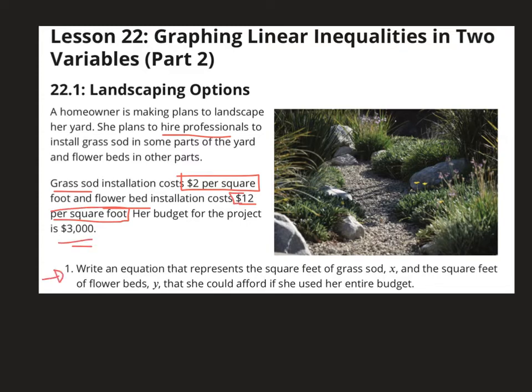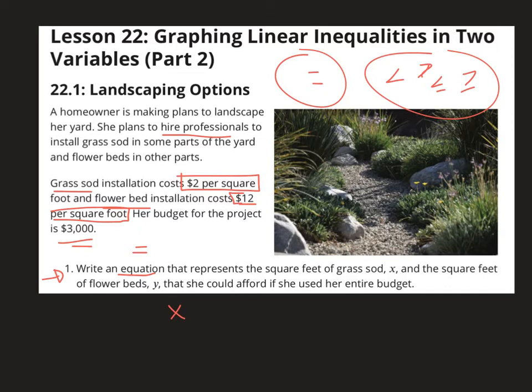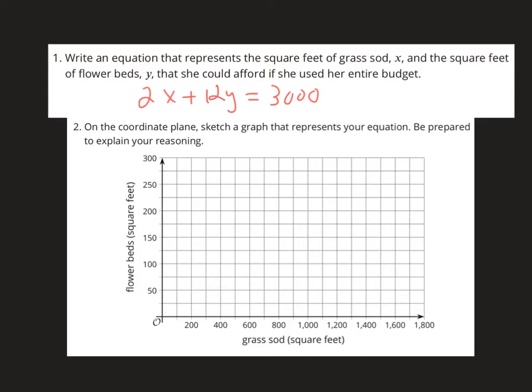So the first thing says to write an equation, right? So when I think equation, I think equals. And when I think inequalities, I think less than or greater than, less than or equal to, greater than or equal to. So inequalities versus equations. So write an equation that represents the square feet of grass sod, x, and the square feet of flower beds, y. So since x is the grass sod, and that costs $2 per square foot, 2x plus the $12 for the flower beds, which is going to be y, is equal to $3,000.